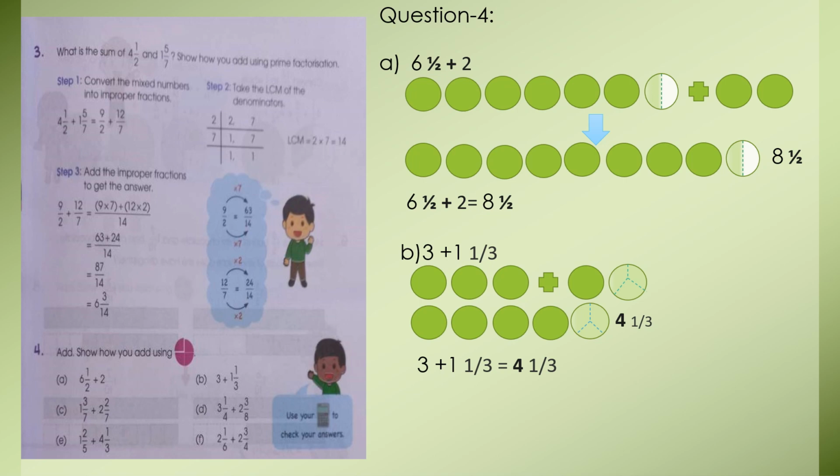In part B, we have 3 plus 1 whole number 1 over 3. Again, we have 3 complete circles and they are going to add up in one complete circle plus the 1 out of 3 parts. So it becomes 4 whole number 1 over 3.